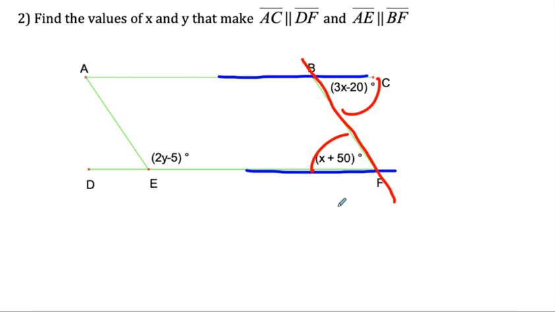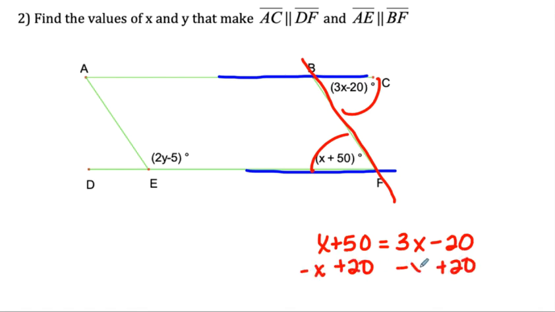All right, so I would need alternate interior angles, because these are alternate interior angles, to be congruent. So to find the value of x that's going to make them congruent, I set them equal to each other. All right, so I'm going to add 20, subtract x, so I get 70 equals 2x, and so x equals 35. So if x is 35, then alternate interior angles are congruent, and therefore the lines are parallel. It's not really all that challenging.